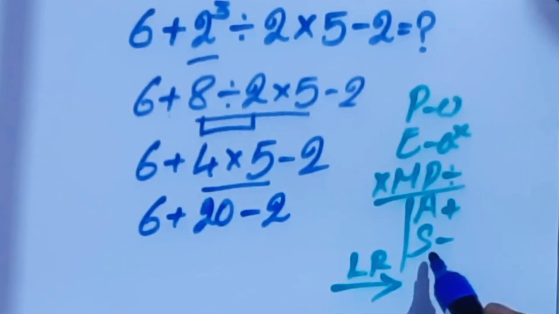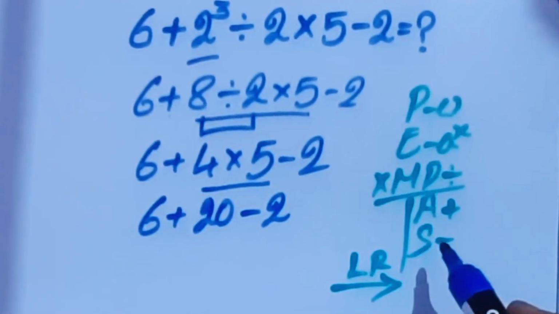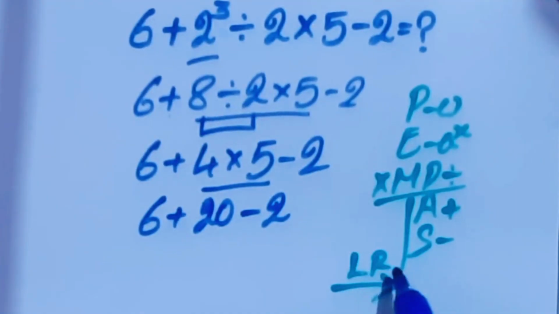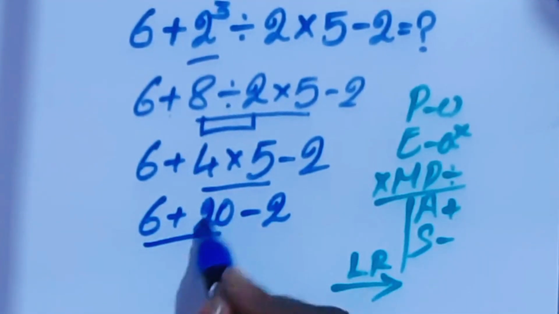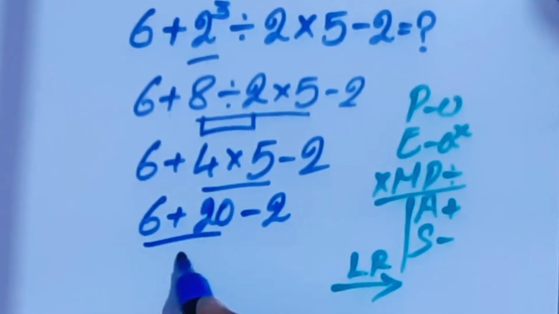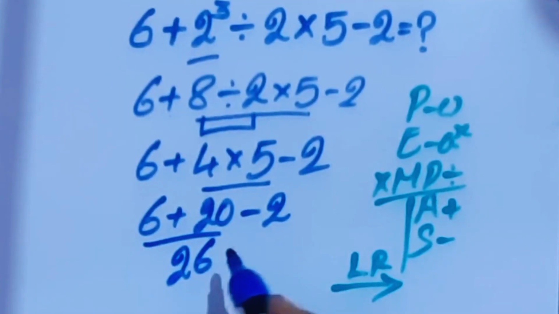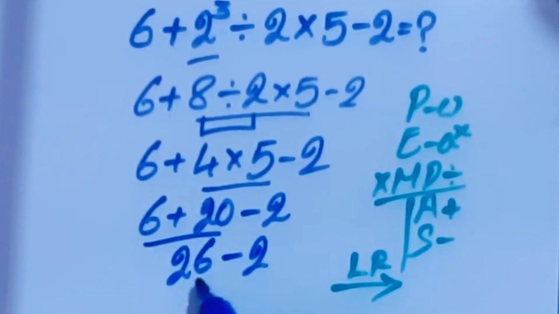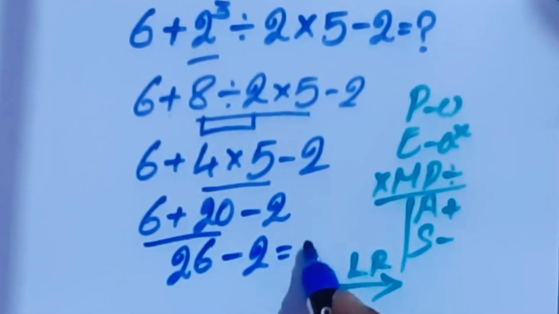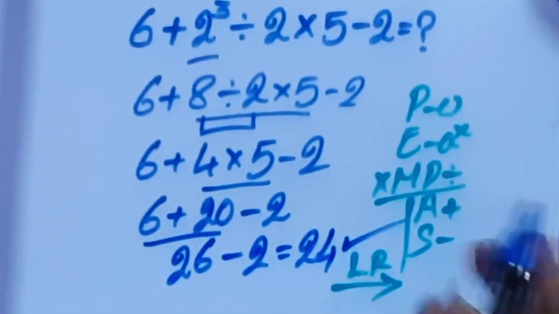Here addition and subtraction are equal priority. For equal priority, we have introduced the left to right rule. Here left to right is 6 plus 20. Yes, 6 plus 20 is 26, minus 2. Here 26 minus 2 is 24, which is the correct answer.